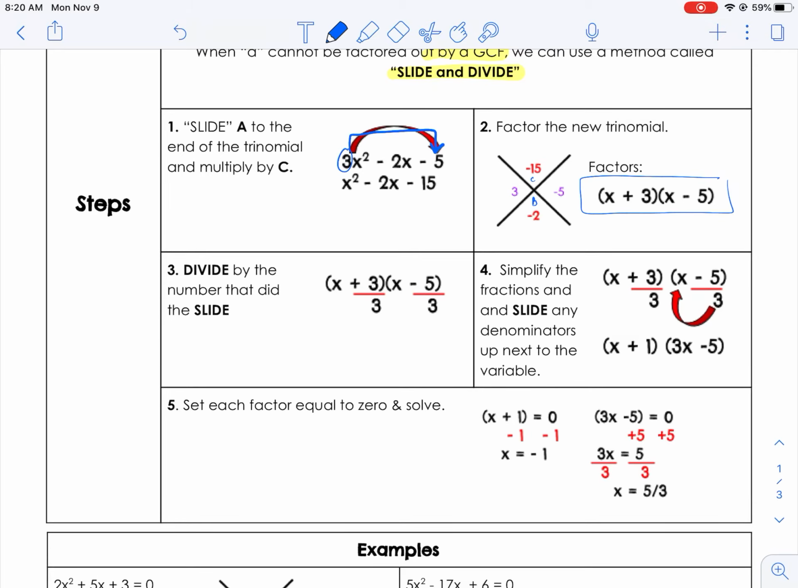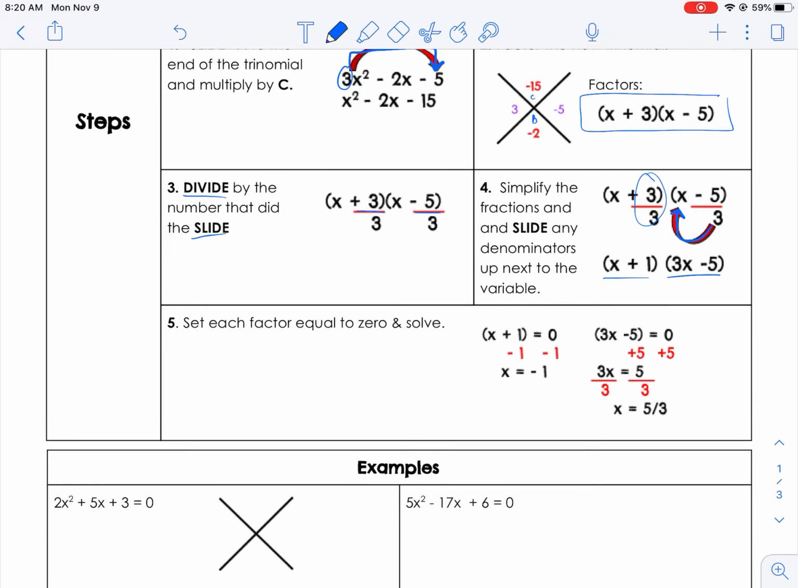So our next step is going to be to divide by that number that we slid. So we slid that 3 over, so we're going to divide both of our constants by 3, and we're going to simplify that. So if it simplifies nicely, like 3 over 3, we're just going to simplify it like normal, so x plus 1. If it doesn't simplify nicely, like in this one where we've got -5 over 3, we're going to slide the denominator up next to our x. So that becomes 3x minus 5. Then to solve, we're just going to set both of those factors equal to 0 and solve for x.